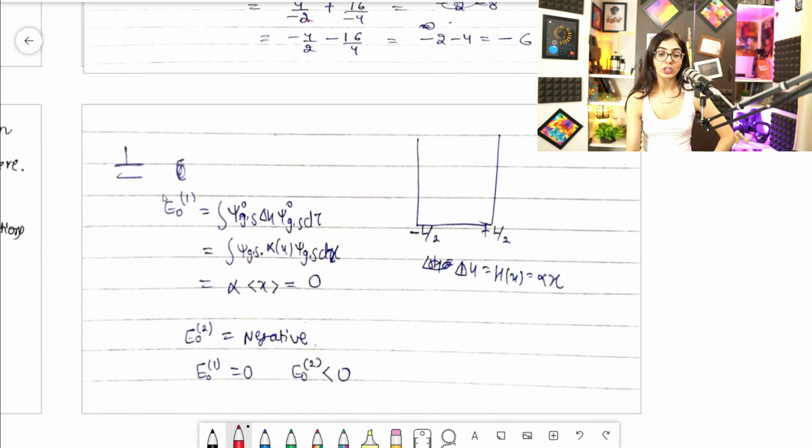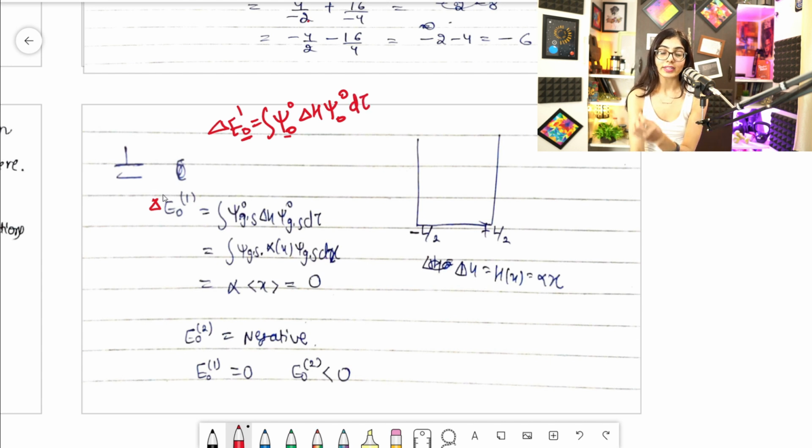Fine. So the first order perturbation, you know the formula for first order correction, that would be this one. If you need to find the first order correction, that would be psi 0, and this obviously del h, and then psi 0 again, and d tau. Fine. So now it is a one dimensional potential well, so d tau will be replaced by dx. Fine. So that's what I have written over here.